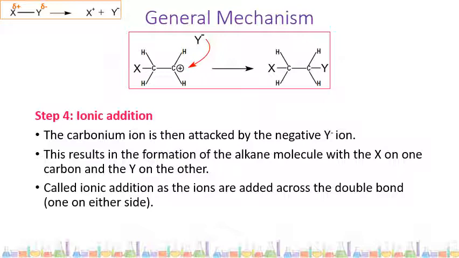which is ionic addition. This is where we go back to step 2 and we're going to take our Y- that was produced in step 2, and this time the Y- is going to attack the carbonium ion. The result of this is a bond between carbon 2 that was positive and this Y-. So both of them now have satisfied their octet rule. This process is called ionic addition, as the ions are added across a double bond, one on either side. You can see that here. X is added to one side and the Y is added to the other.